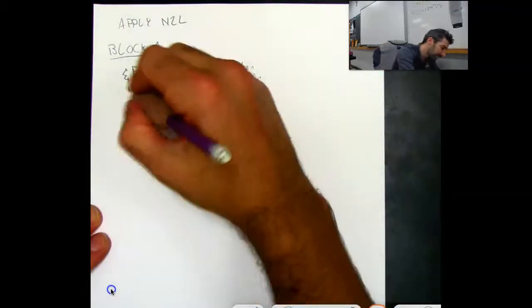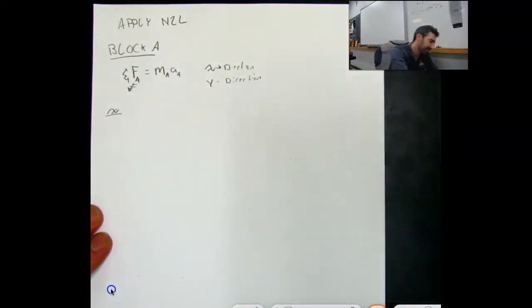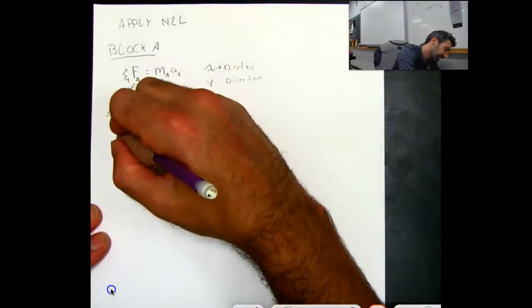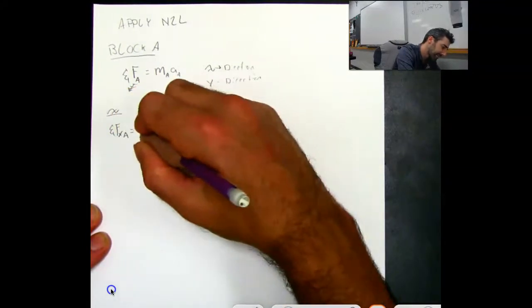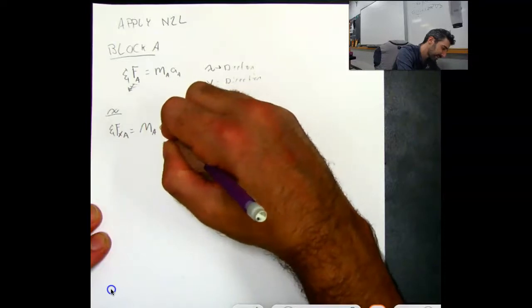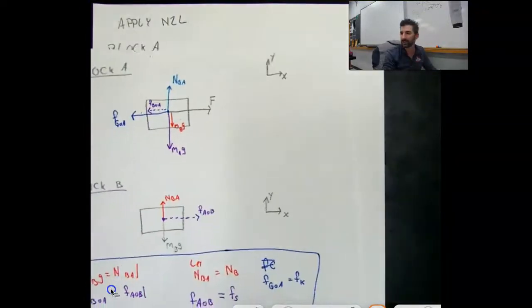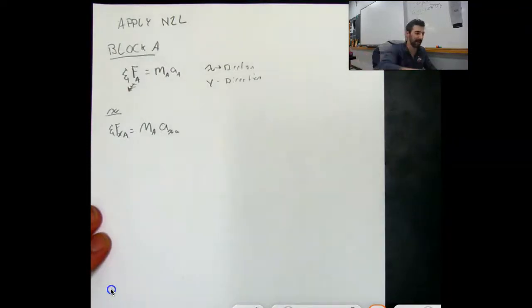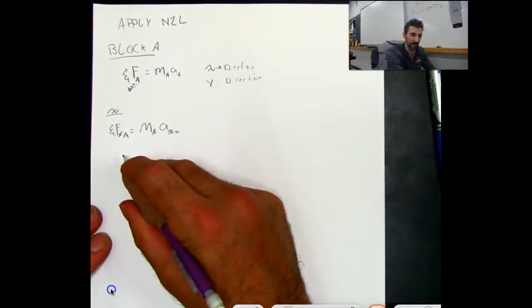So let's first do the X direction for block A. Remember, block A, again, is on the ground. So this is the sum of the forces in the X direction for block A is mass A times the acceleration in the X direction of block A. And let's just do this one first. Now, the free body diagram that I need to refer to is here. So you should have that free body diagram. I will try and keep my colors going. I should have my applied force, that's F.